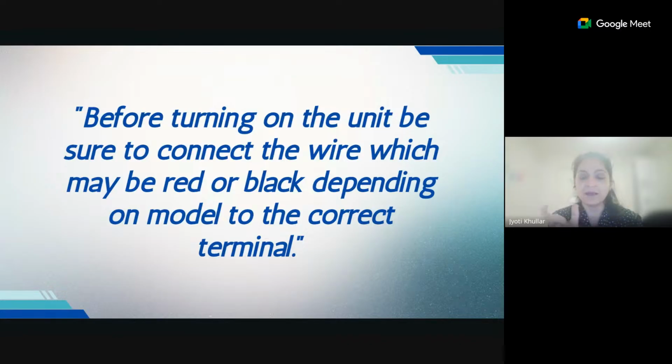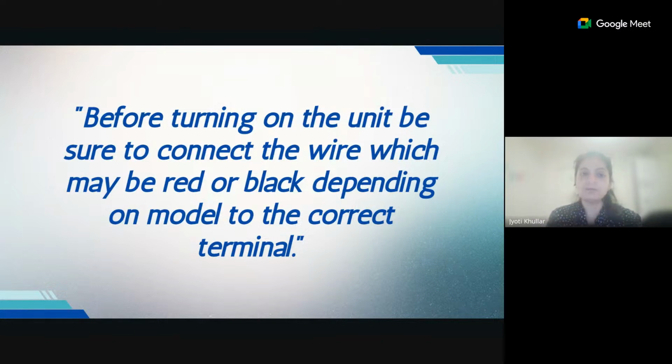So the main point should be written up front. Connect the wire, like make sure you connect the wire, not just which may be red or black. Connect the black wire, depending, again depending on the model, to the correct, this is completely incorrect, to the correct terminal, and which one is the correct terminal, that also should be mentioned.